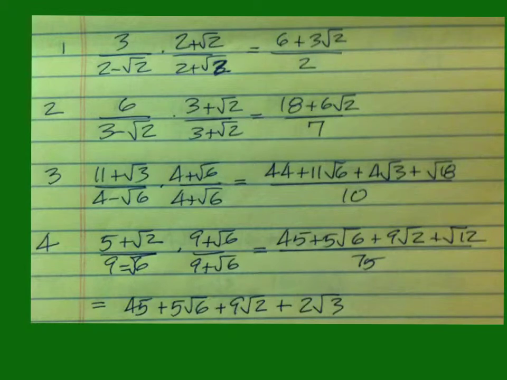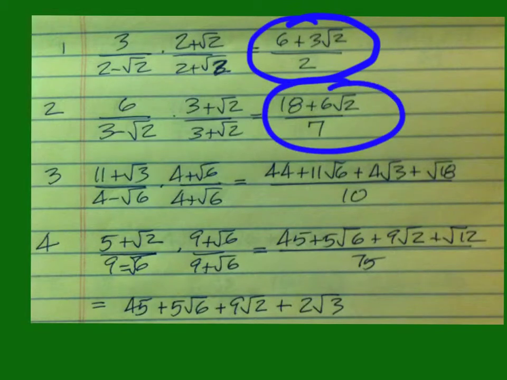1 is 6 plus 3 square root of 2 over 2. 2 is 18 plus 6 square root of 2 over 7. 3 is 44 plus 11 square root of 6 plus 4 square root of 3, and this back end here should be 3 square root of 2 instead of the square root of 18. All of that is over 10.